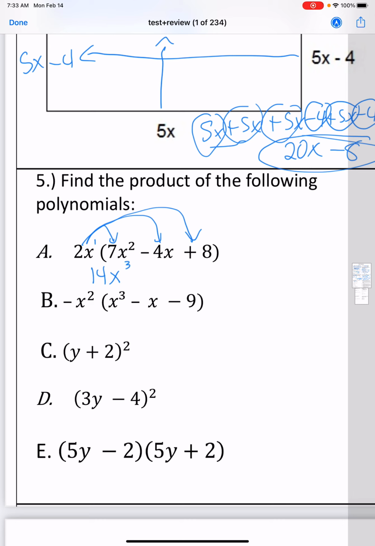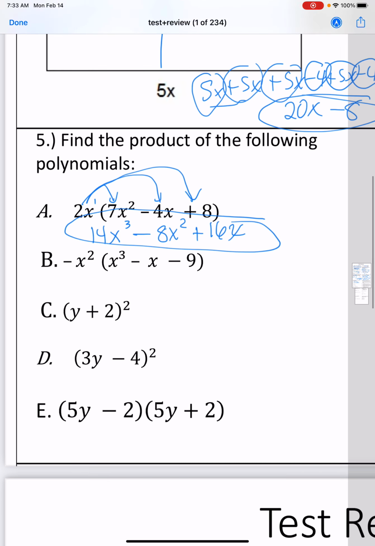So this one would be 4x to the third power. This one would be 8x squared. And if there's no x here, you just kind of attach it. So this one would be 16x. And then we have found the product.